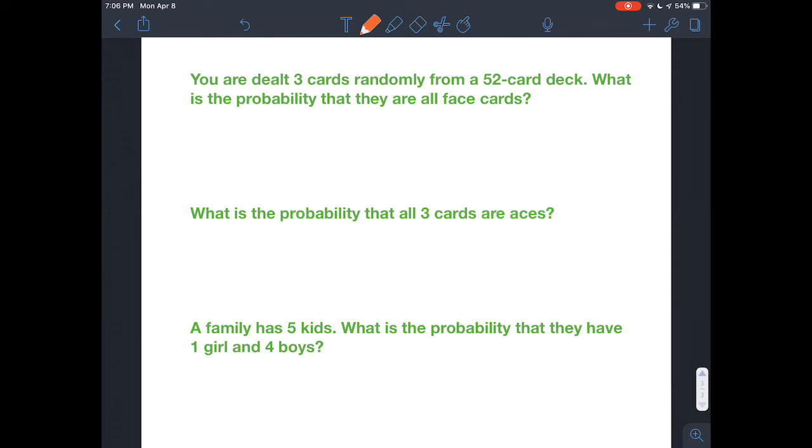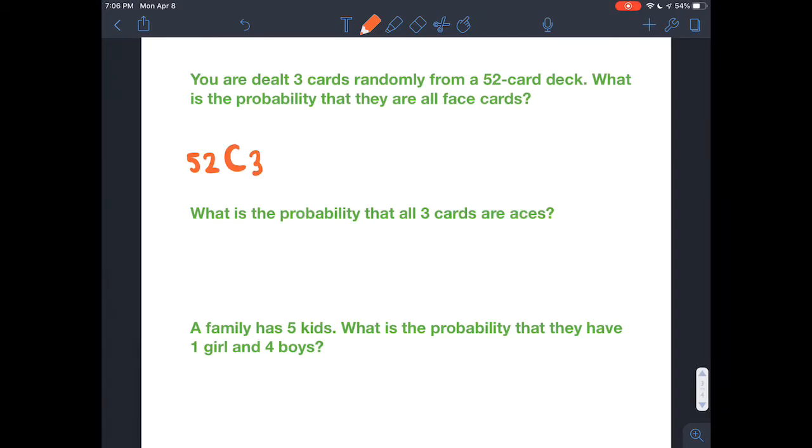Okay, you were dealt 3 cards randomly from a 52 card deck. What is the probability that they are all face cards? Okay, so how many ways are there to choose 3 cards from a 52 card deck? It doesn't say anything about the order, you're just drawing 3 cards, right? So you have 52 cards, and you are choosing 3. Okay, so 52C3, a combination of 3 cards from a deck of 52.